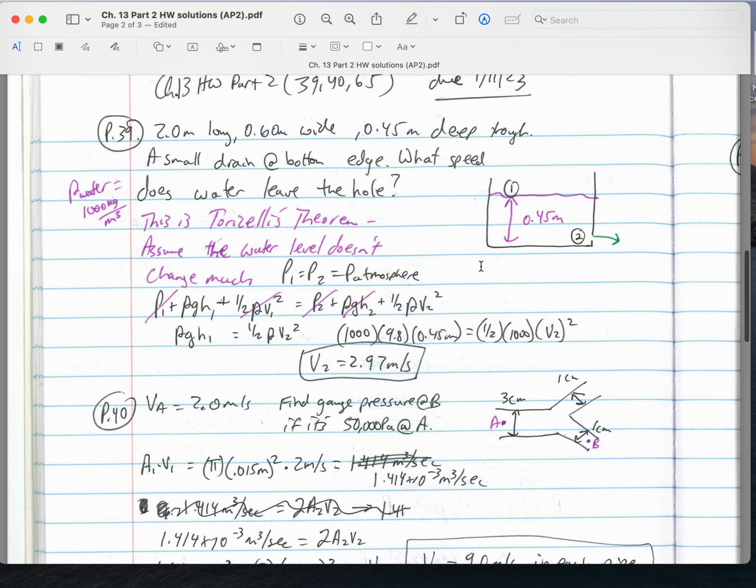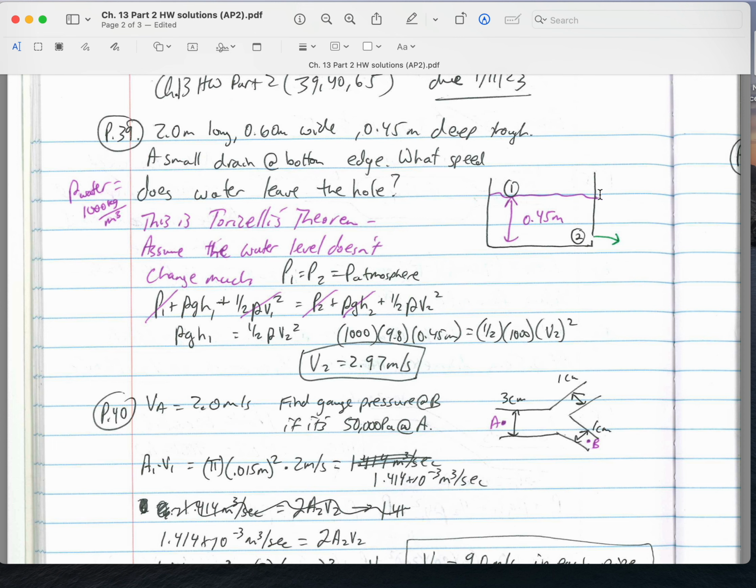For problem 39, this is similar to one of the questions I think it was Jarrett asked in class about the FET simulations. So basically, if we have something coming out here, we've got a surface up here. If we have a 2 meter long, 0.6 meters wide, 0.45 meter deep trough, there's a small hole at the bottom edge. What speed does it leave the trough? This is something called Torricelli's theorem, and it basically says if both these are open to the air, the pressure on each side is the atmospheric pressure, so that's the same, so that cancels out.